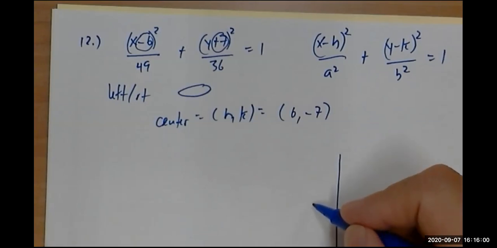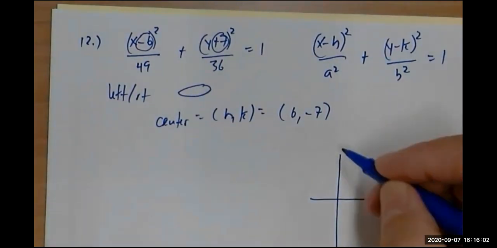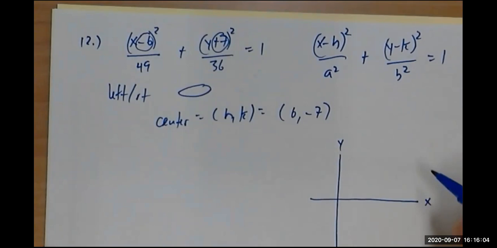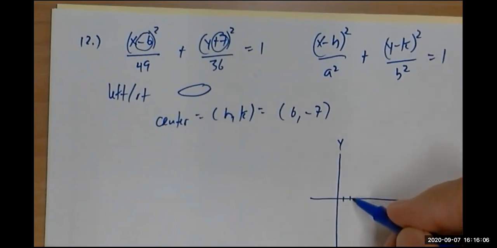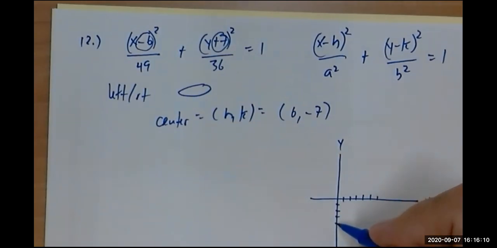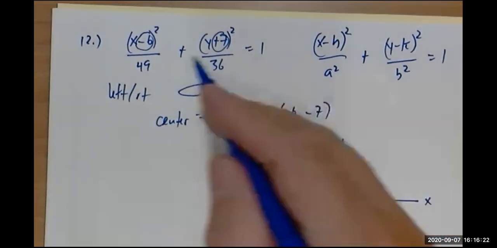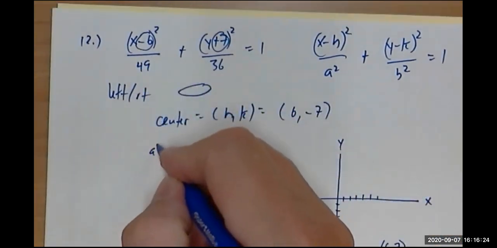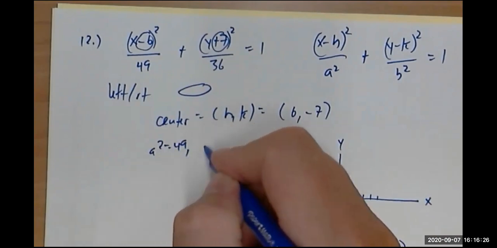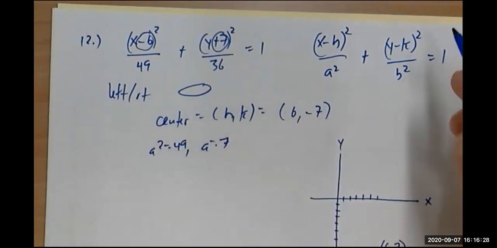So it's going to be 6, and then 1, 2, 3, 4, 5, 6, negative 7. So that's the center of my ellipse. It's going to be a left or right ellipse. A squared is underneath the x squared. A squared is 49, therefore A is 7.